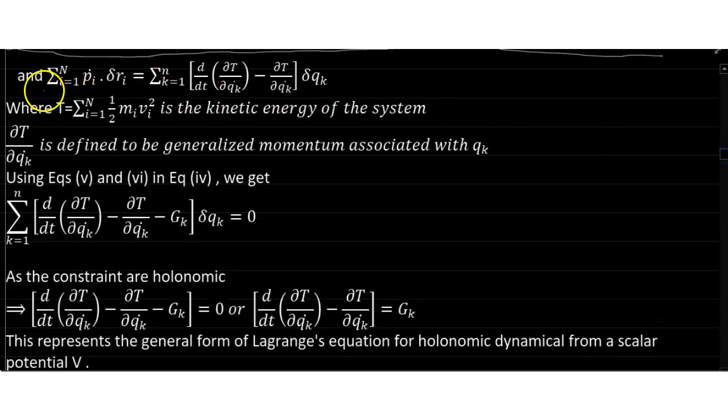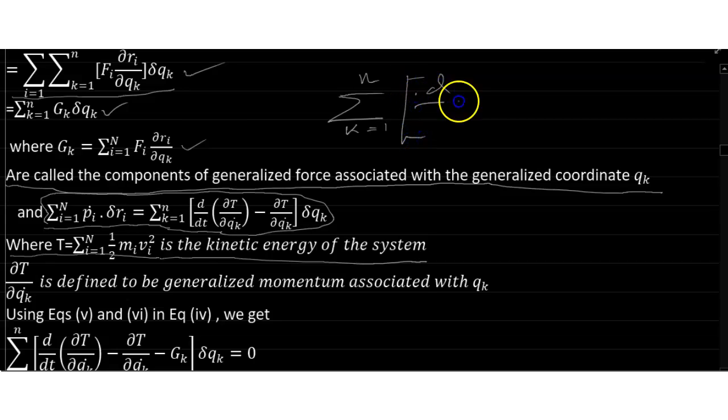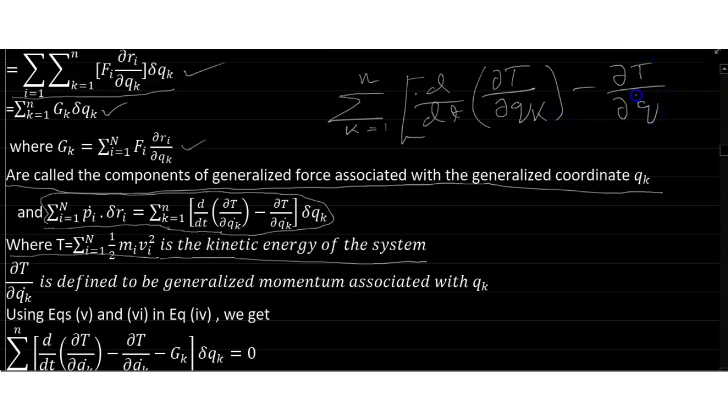Using the expressions for the velocities, this can be retained and written this way, where T is equal to the summation of half m vi square, which is the kinetic energy of the system. You must remember this formula, it is very important. Summation k equals 1 to n, d/dt of ∂T/∂q̇k minus ∂T/∂qk.